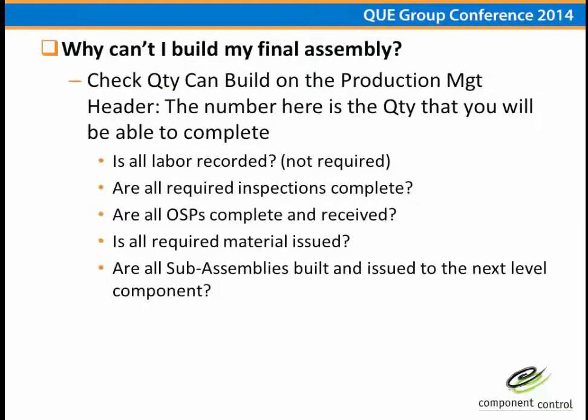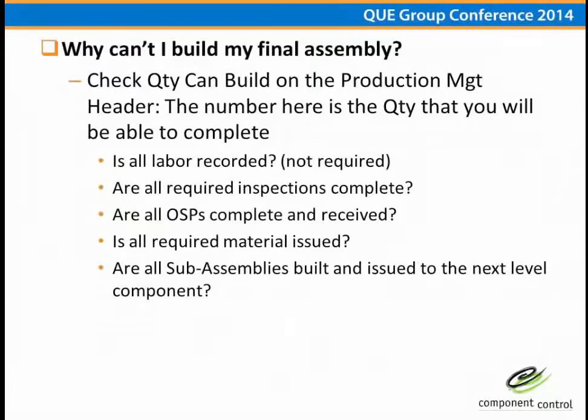Another thing that you will want to check is, are all of your outside processes complete and are they all received? So if you have a manufacturing order task on the manufacturing order flagged as an outside process, Quantum's going to make sure that you've sent that out for an outside process and that you've brought it back in, and that those inspections are complete from that outside process. So that's another one that you'll notice quite often. Okay.